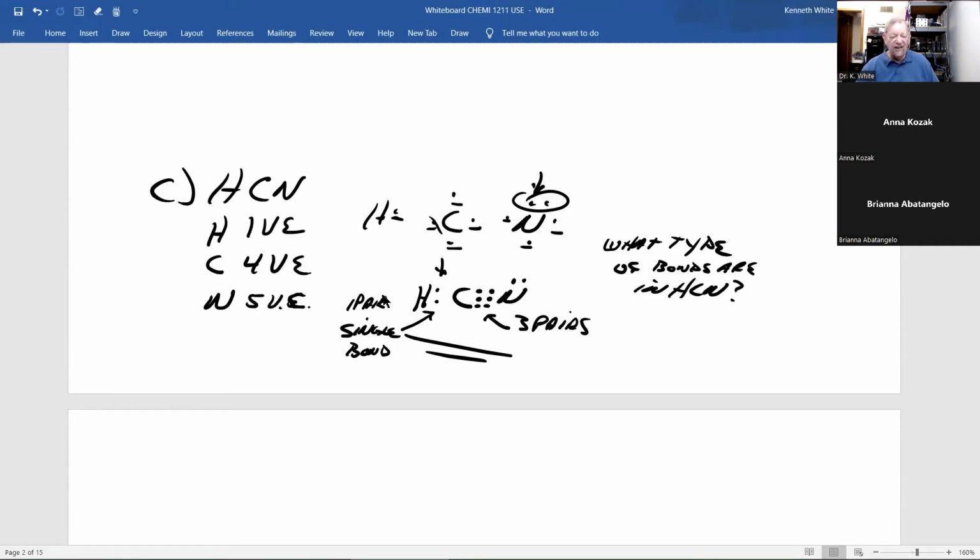And what kind of covalent bond is 3 pairs of electrons being shared? Triple bond. So in HCN, hydrogen cyanide, you have a single bond and a triple bond. And that's how you do it. Any questions so far?